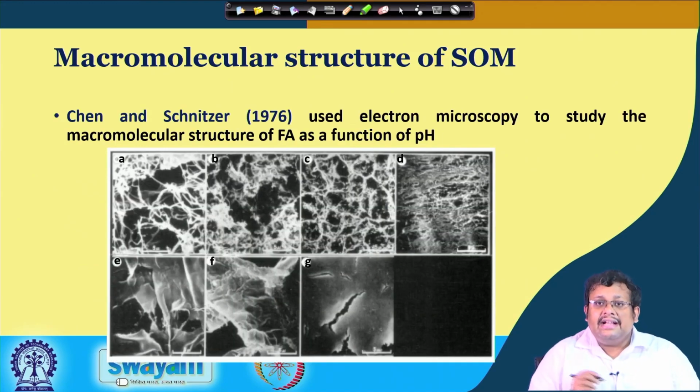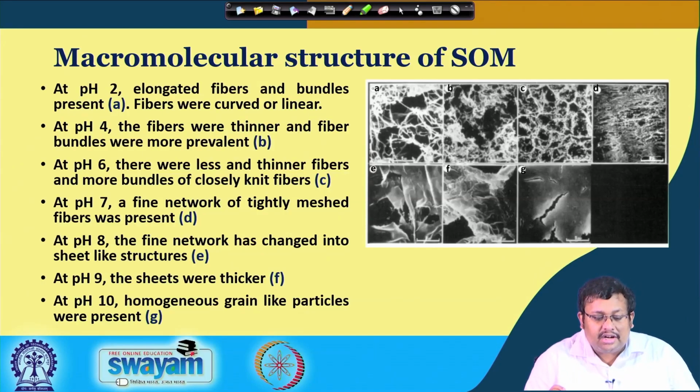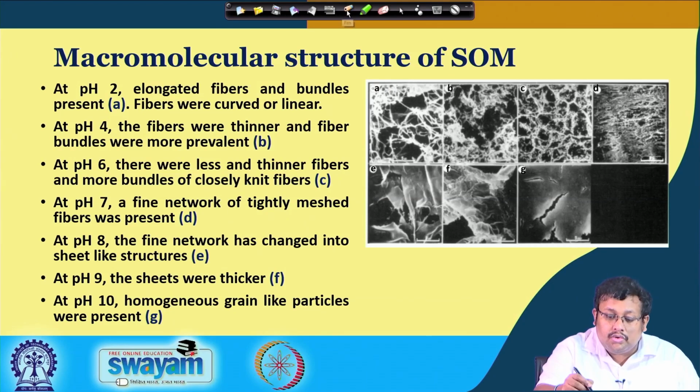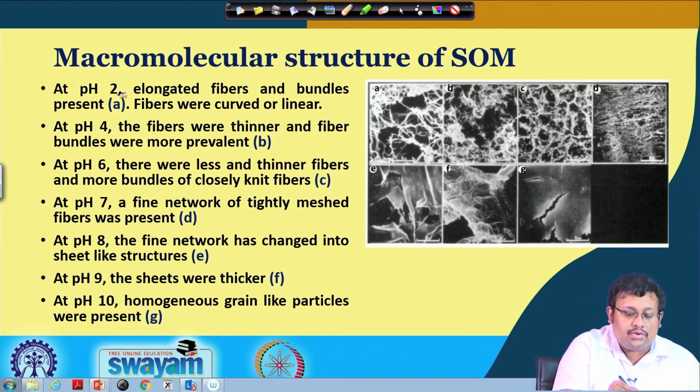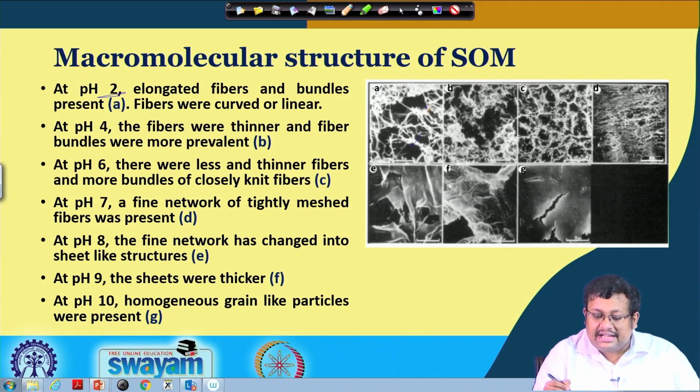In 1976, two scientists called Chen and Schnitzer used electron microscopy to study the macromolecular structure of fulvic acid as a function of pH. These are different pictures they have taken at different pH levels. Let us see how pH can produce different macromolecular structures of soil organic matter. At pH 2, as you can see, elongated fibers and bundles are present, and the fibers were curved or linear.